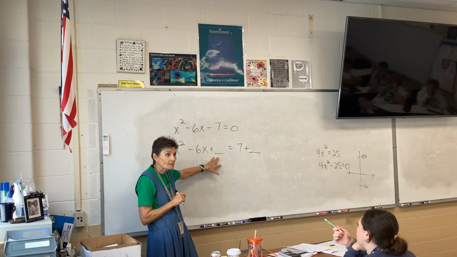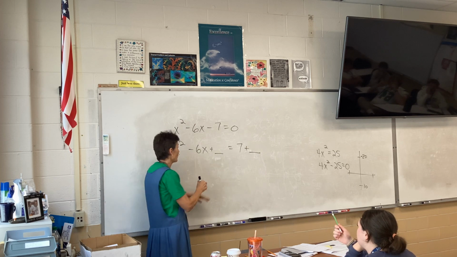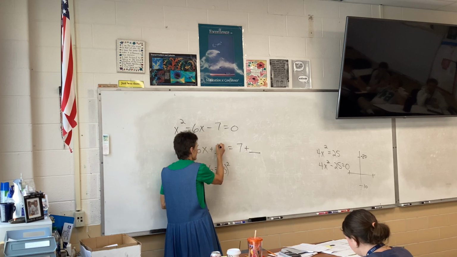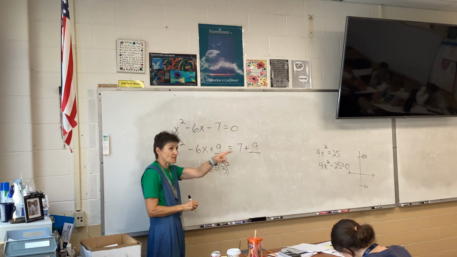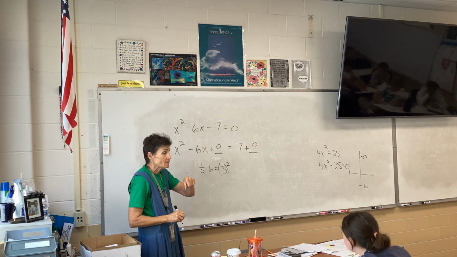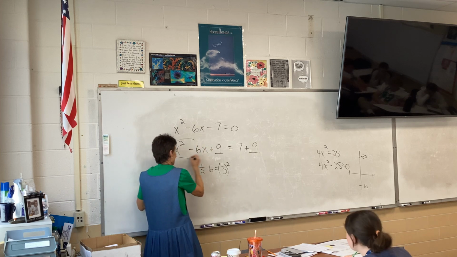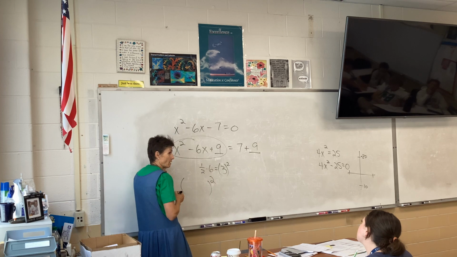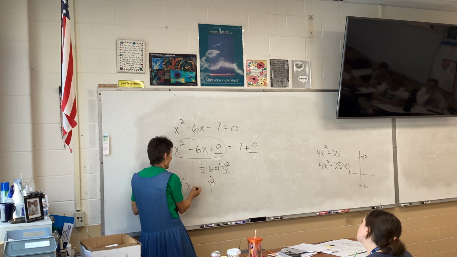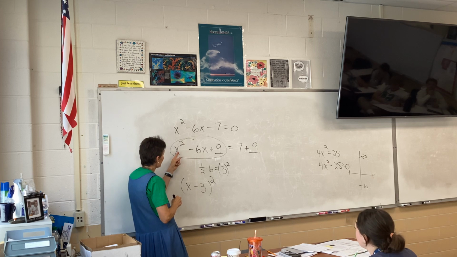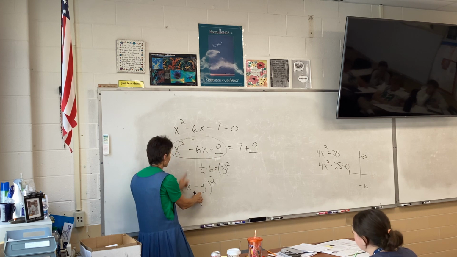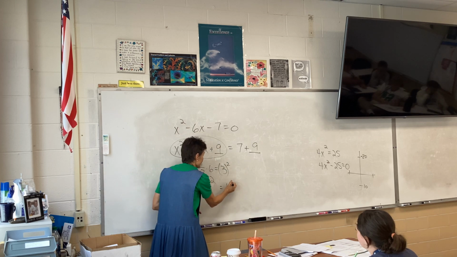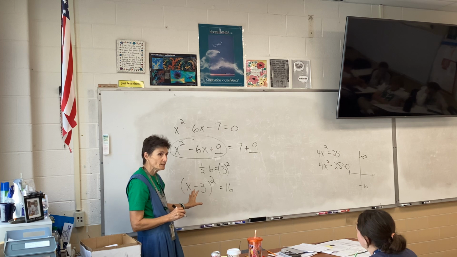Michael? You take half of 6 and then you square it. So half of 6 and square it. That's the number that goes on both sides. Do you remember this from last year? Yeah. Now, the reason that you did that is because this is a perfect square. This is x minus 3 squared. X minus 3 squared equals 16. Does that kind of problem look familiar?